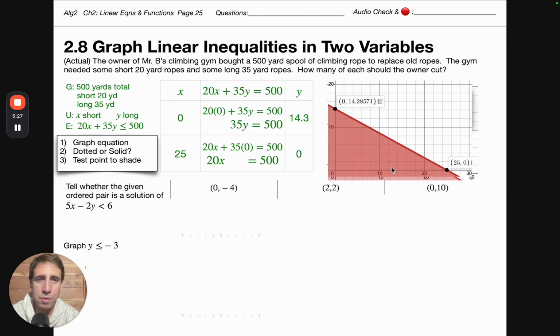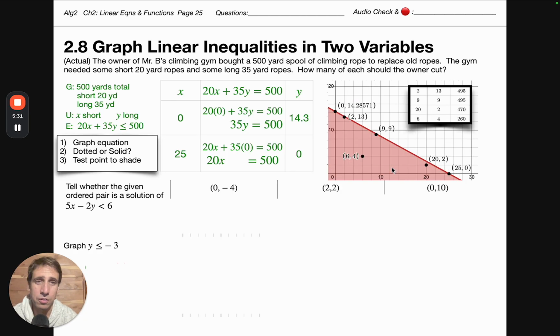You don't have to worry about knowing how to do this, so I'm just going to put it up, and if you want to know, I'll show you later. There are all these different points that represent possibilities that the owner had. The owner could go 2 short and 13 long, or 9 short and 9 long, or 20 short and 2 long, or even 6 short and 4 long.